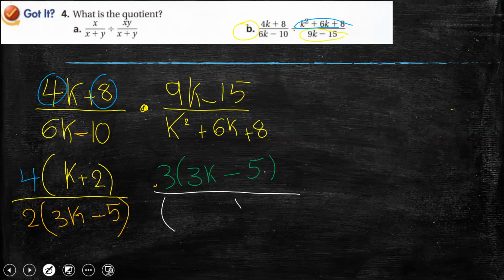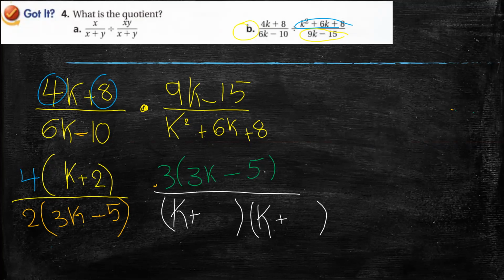Over k squared plus 6k plus 8. I need now to factorize it into 2 factors. If you multiply them, you get plus 8. If you add them, you get 6. What are these two numbers? 4 and 2, because 4 times 2 is 8 and 4 plus 2 is 6.